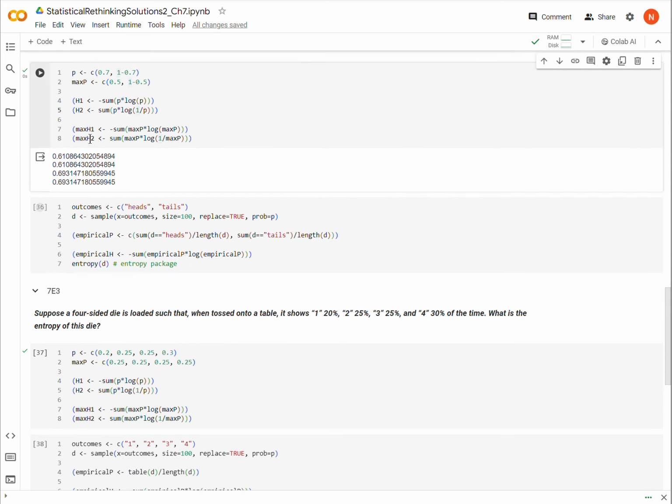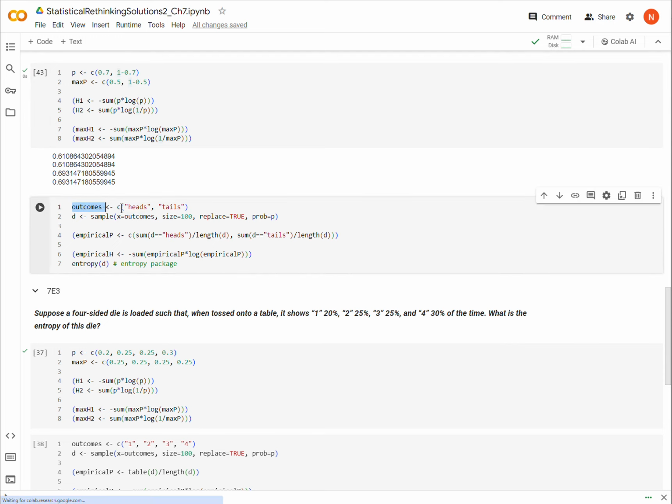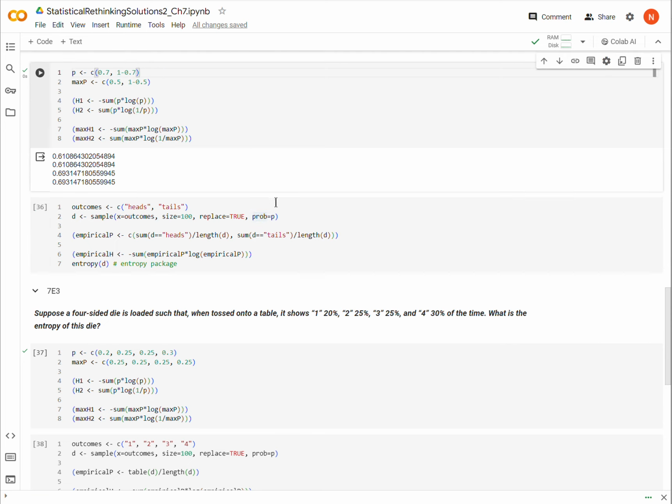Now I'm going to simulate some data. I'm going to simulate 100 coin tosses of heads and tails, and I'm going to discover what the probability is from that simulated data. It should be about 70-30, because I'm using this vector here, but it won't be exact. And so I'll calculate the probabilities.